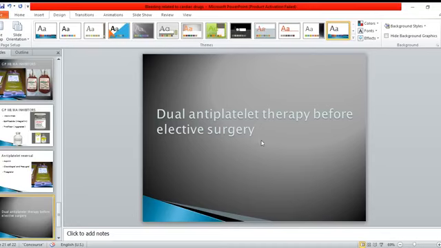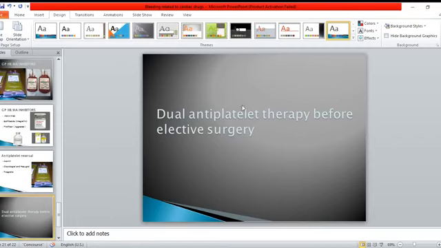However, the situation needs to be individualized. That means you check the risk of thrombosis and the risk of bleeding in these patients. The risk of bleeding depends on the patient comorbidity, the age, and the type of surgery, and the risk of thrombosis depends on the type of stent, the site of stent, number of stents, and so on. So you weigh the risk of bleeding against the risk of thrombosis.